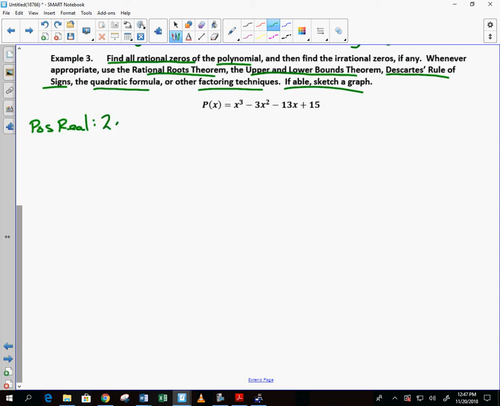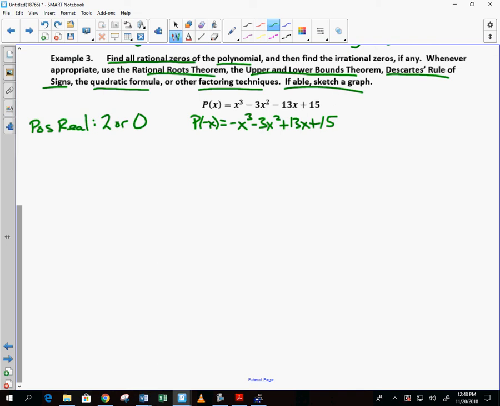Two. Or, because you looked at the sign changes. That wasn't too tough, was it? Now let's determine P of negative x. Will the sign change? Instead of x to the third, I have negative x to the third. Notice how if it's even, it stays the same. So minus 3x squared. The negative 13x will switch to a positive 13x, and the positive 15 stays the same. So if you didn't figure that out yet, all the odd degrees will switch with the negative, and the positives will stay the same. Look at the new polynomial.